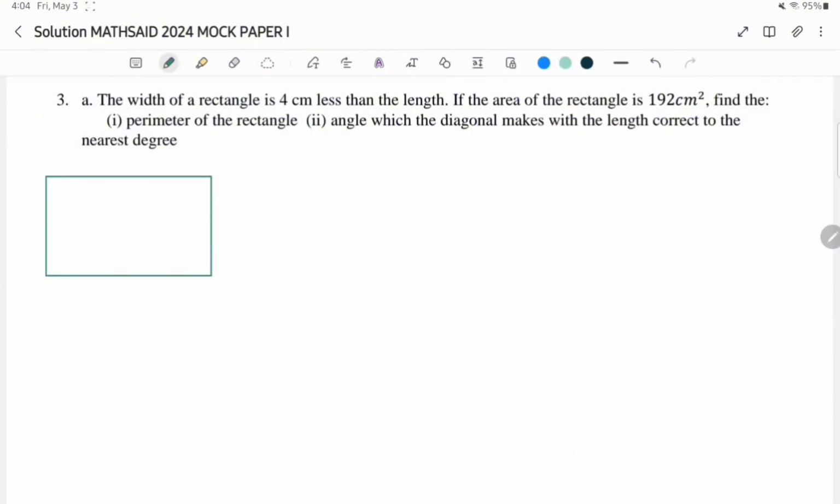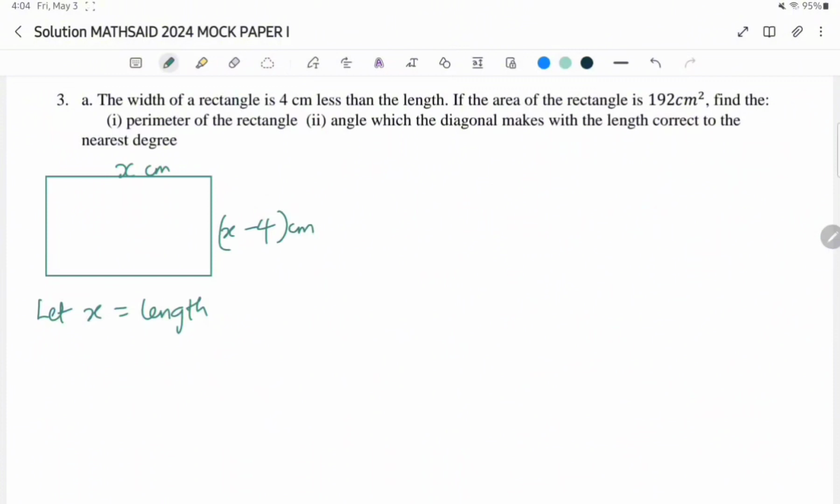So let's say, for example, we represent the length by x. So let x represent the length of this rectangle. That means if this side is x, we are told from the question that the width is 4 centimeters less than the length. That means this side, which is the width, will be x minus 4 centimeters.